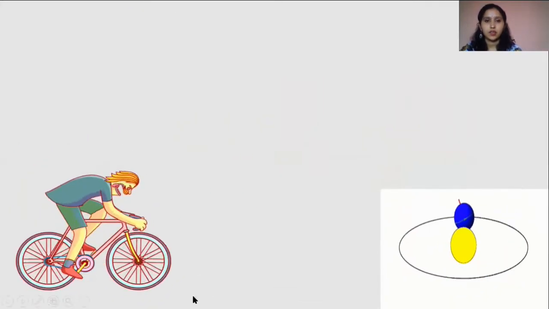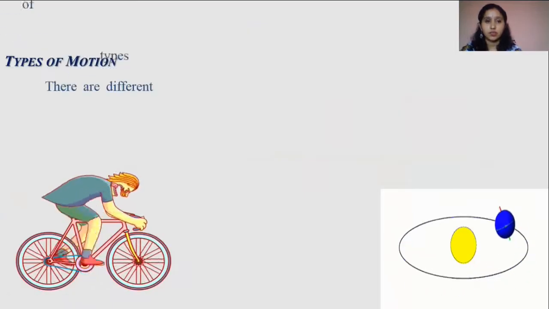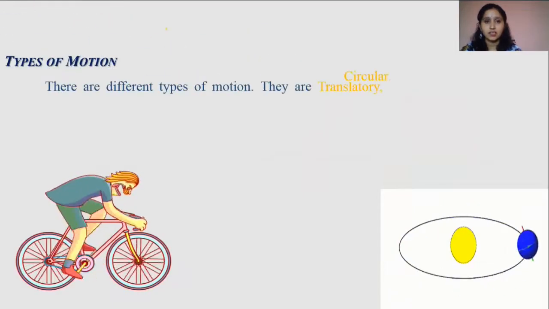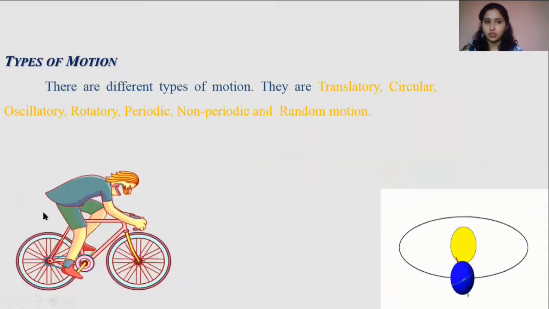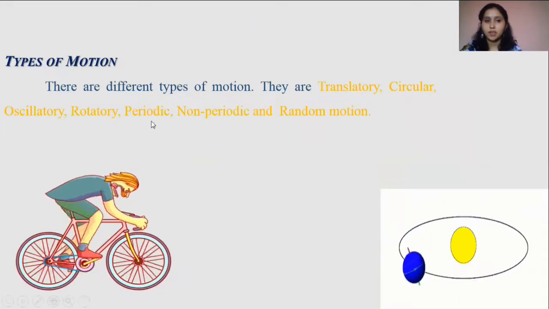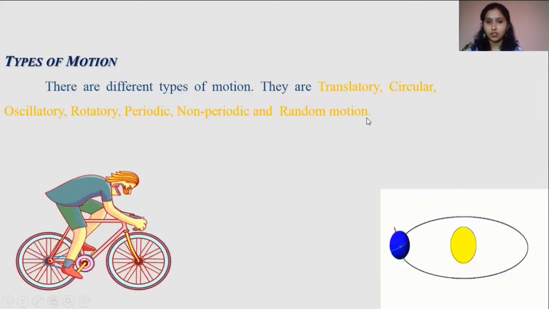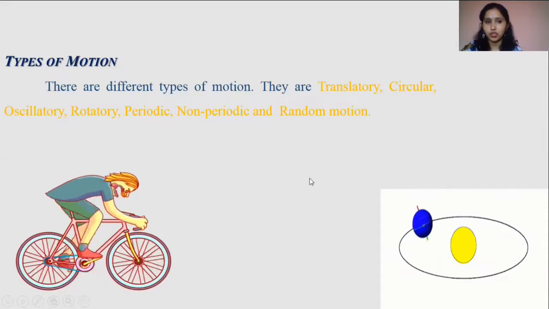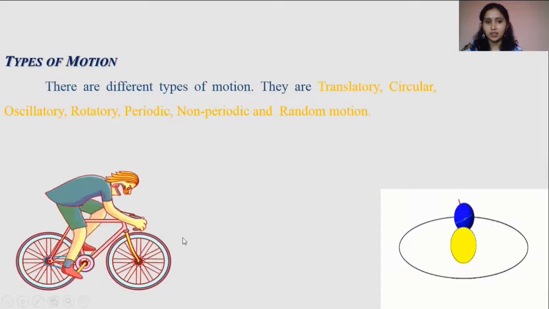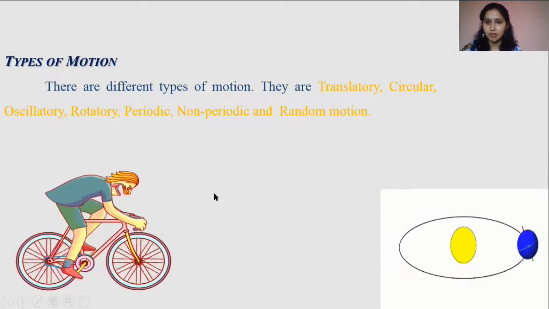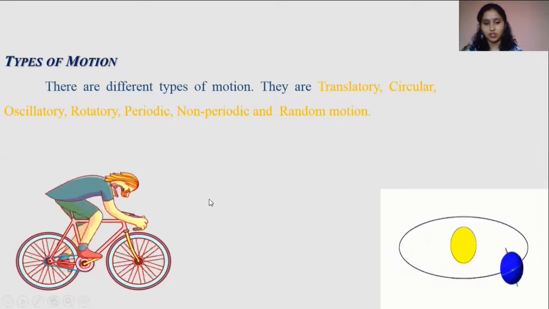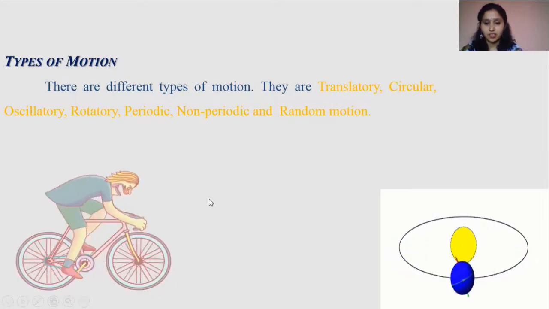Here you can see different types of motion which we studied in the last session. They are translatory, circular, oscillatory, rotatory, periodic, non-periodic and random motion. We studied these types of motion in the last class, and today we also studied different types of motion at the same time. In this way this chapter is finished.